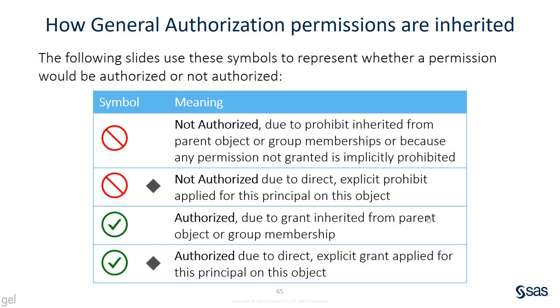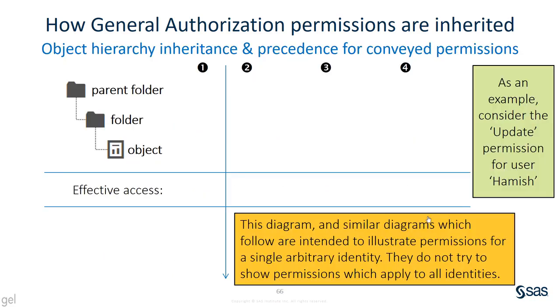If it's got a little diamond beside it, that means it's not authorized due to a direct explicit prohibit applied for that principal on the object. So someone's applied a direct prohibit to the object for that permission. Authorized is a green check mark, either due to a grant inherited from a parent or due to it being inherited from group membership. And then an explicit grant has got the little diamond beside it. So if we look at this example, we're thinking of the update permission for a particular user. And we're going to look at the parent folder, the folder, and the object.